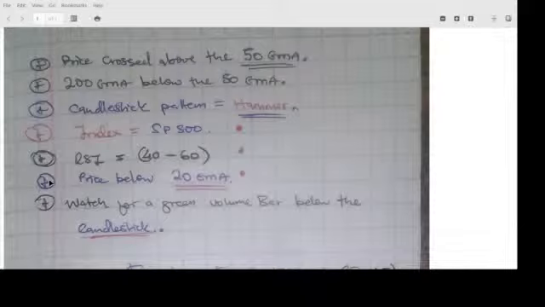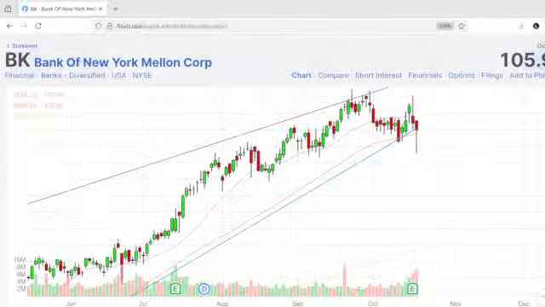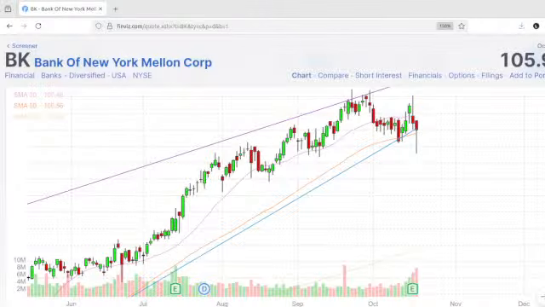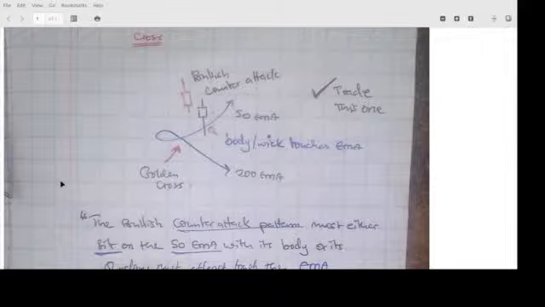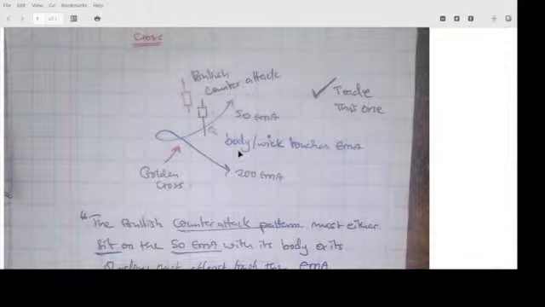This is what you are seeing here. What's happened there? The only difference is that here we have used the counter attack candlestick pattern. Meanwhile, here it's the hammer, right? So that's the counter attack.